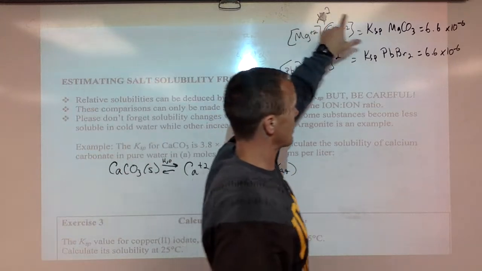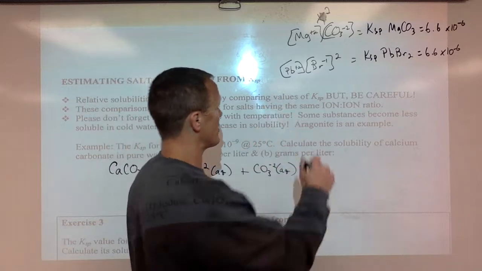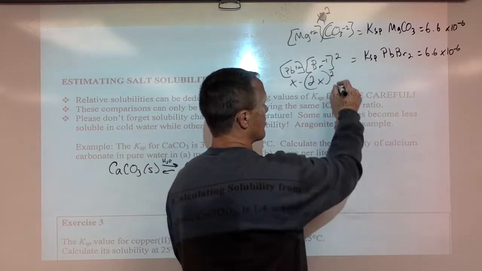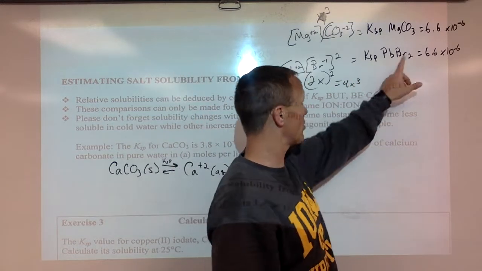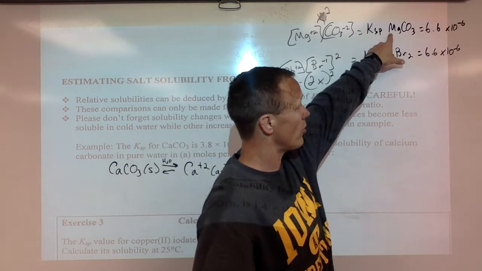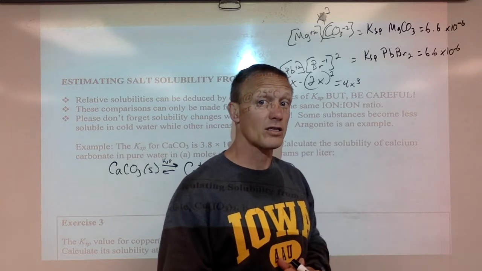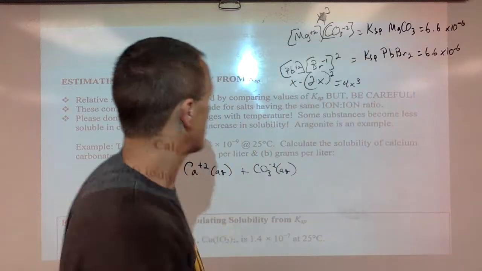So you would take the square root of that and figure out the solubility. This one would be X times 2X squared, which ends up being 4X cubed. So you would divide by 4 and take the cube root, which gives a much smaller answer. This is going to be more soluble in water than the other one. If they split into the same number of ions, you can look at the KSP value and just figure out which one is more soluble.